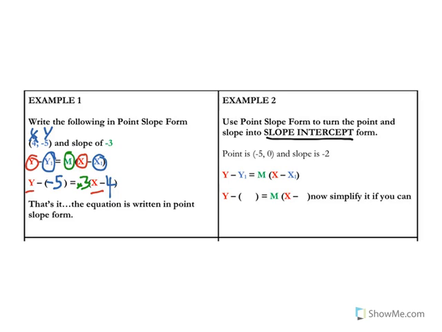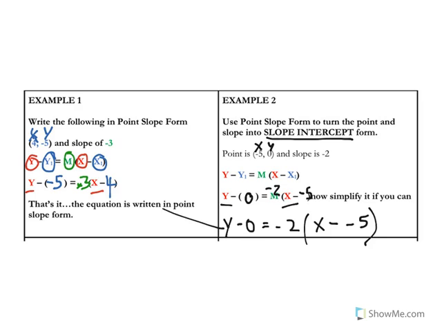Let's look at the points. The y and the x stay the same. The point is -5 for x and 0 for y. So we put the 0 in here. We put the -5 here. And our slope is -2. And that would go here. So let's rewrite it. y minus 0 equals -2 times x minus -5.